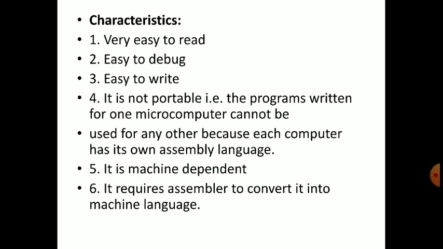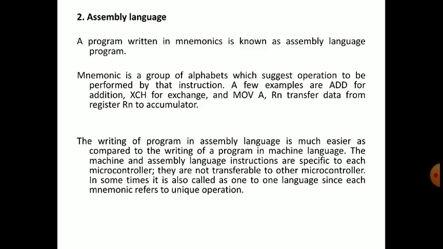Assembler is software that will convert assembly language into machine language. So these are the characteristics of assembly level language. A program written in mnemonics is known as an assembly language program, ALP. Simply we can call it an ALP. And mnemonics is a group of alphabets which suggest the operation to be performed by that instruction.